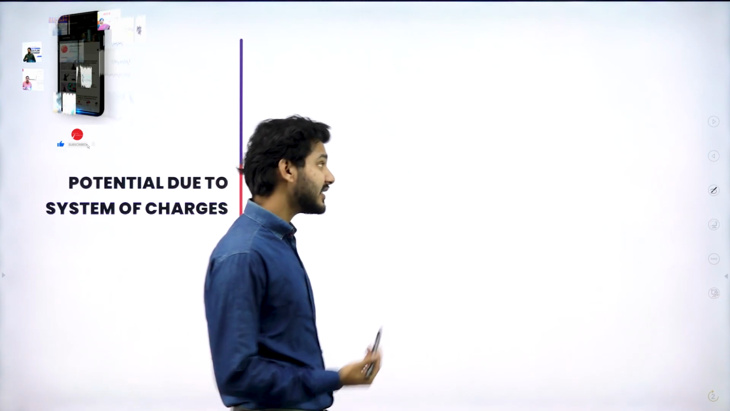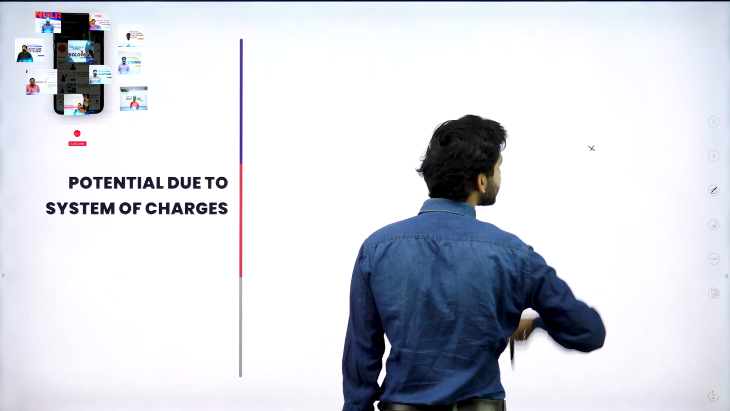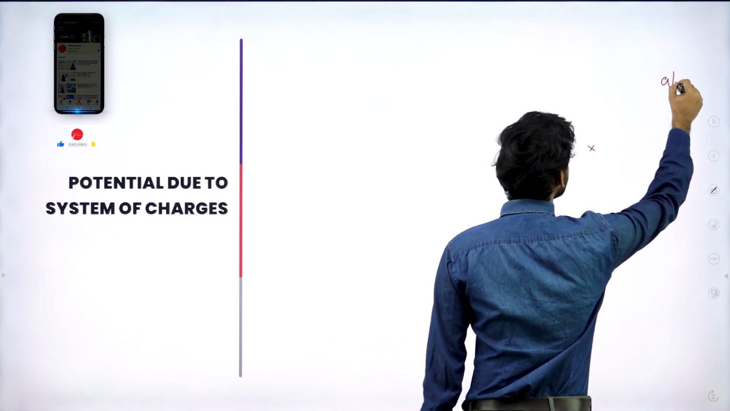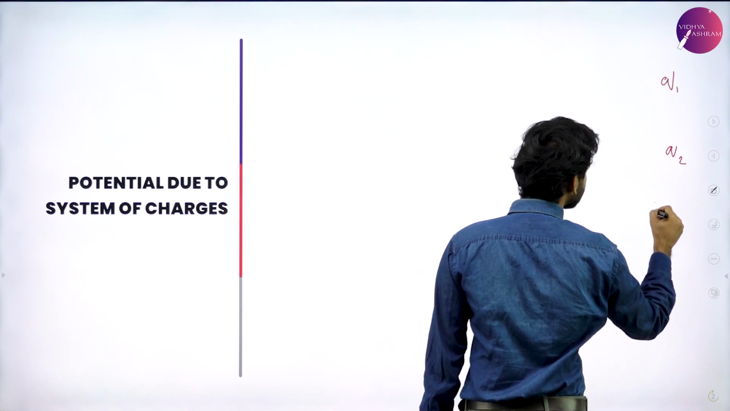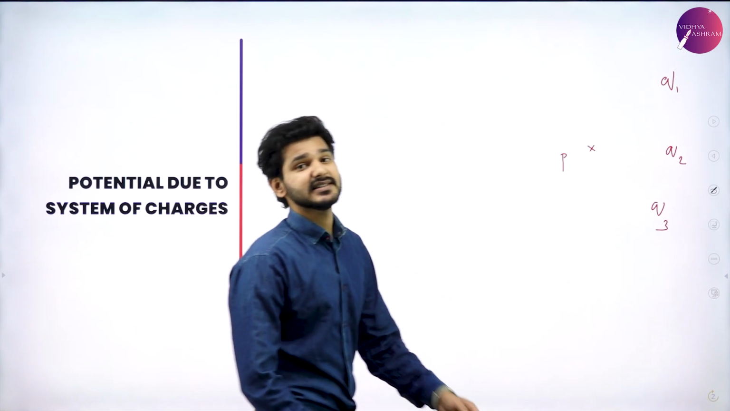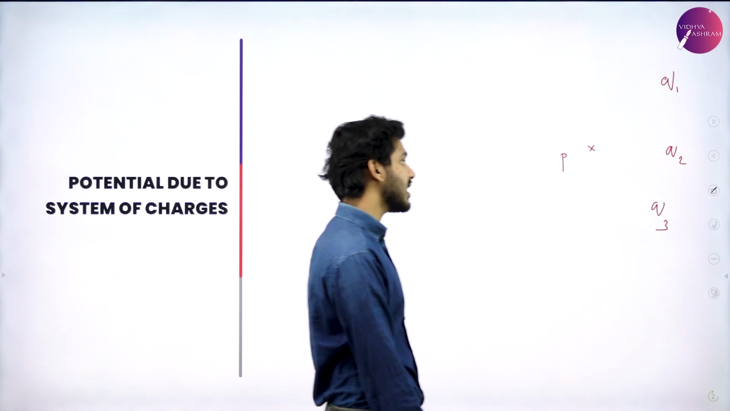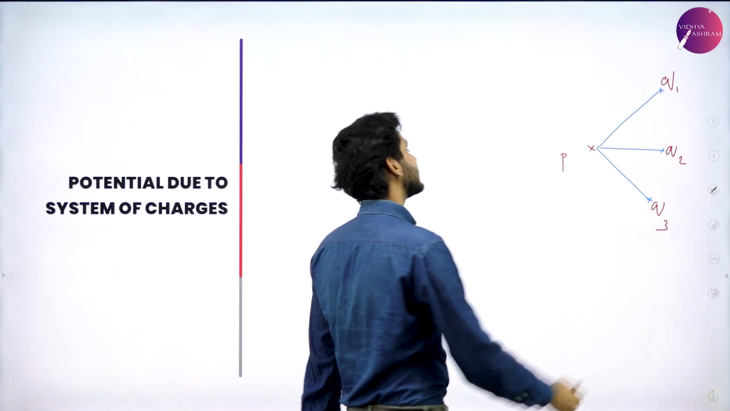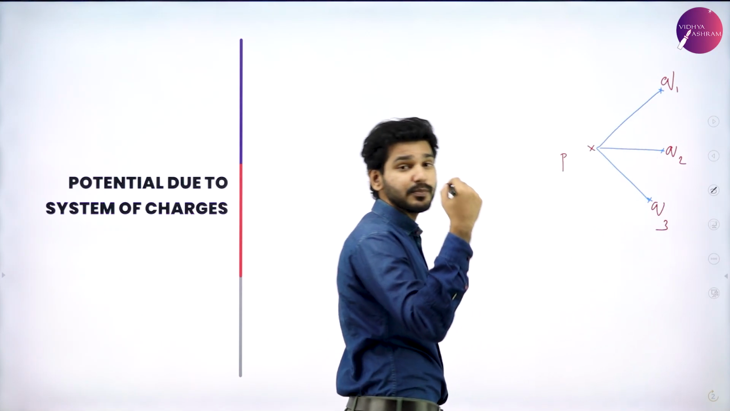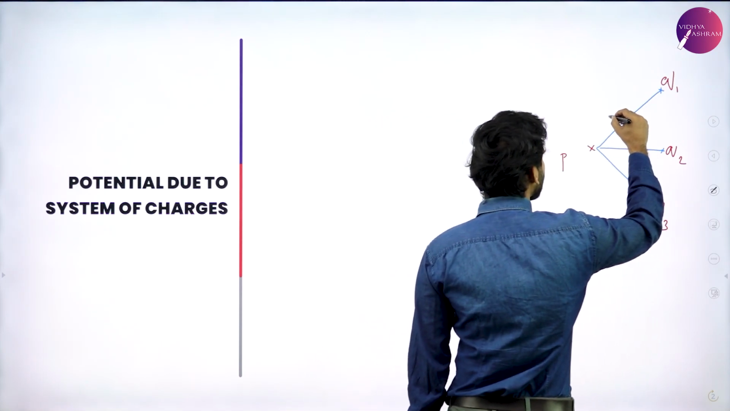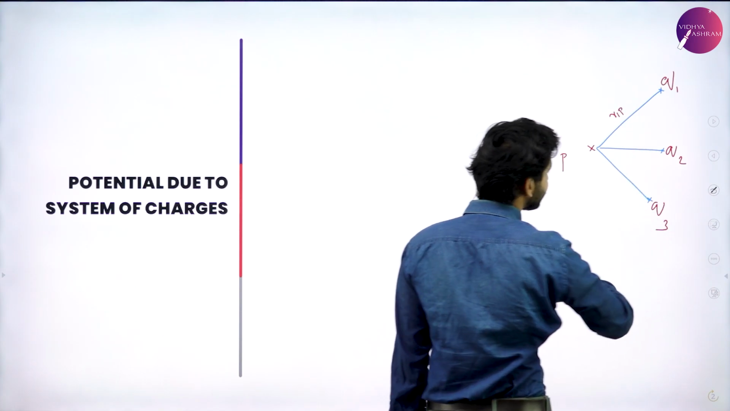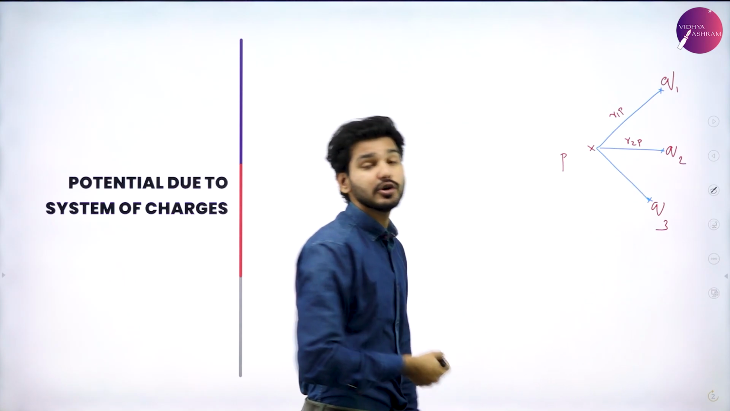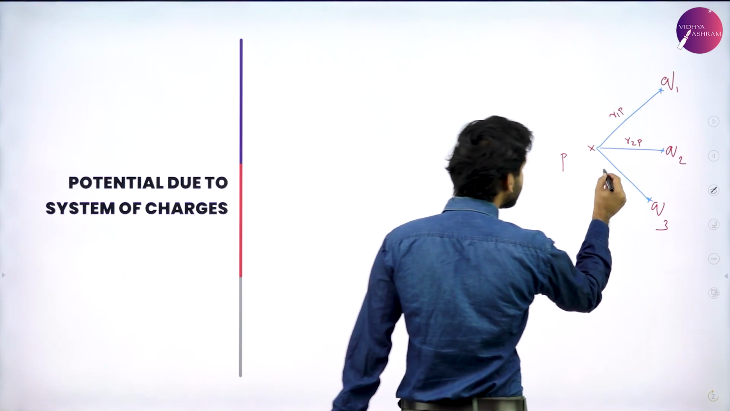As we all know, if there is a point P, let's say this is the point P, and there are charges Q1, Q2 and Q3 at distance R away from that particular point P, what will be the effective potential at point P? So let's say that the first distance, which is from P to Q1, is denoted by R1P, and the distance from P to Q2 is denoted by R2P, and the distance from P to Q3 is denoted by R3P.